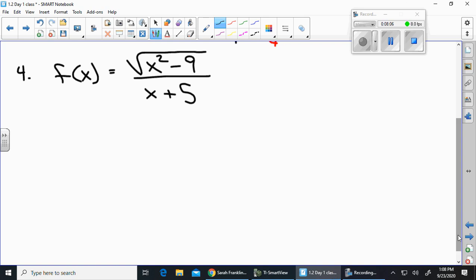So now we got a little bit harder. We have a radical, but it's got a square. So again, you can see I'm just giving all these fraction ones. x plus 5, the bottom cannot equal 0. That's real easy. x cannot equal negative 5. I have my radical on the top, so that's greater than or equal to 0.